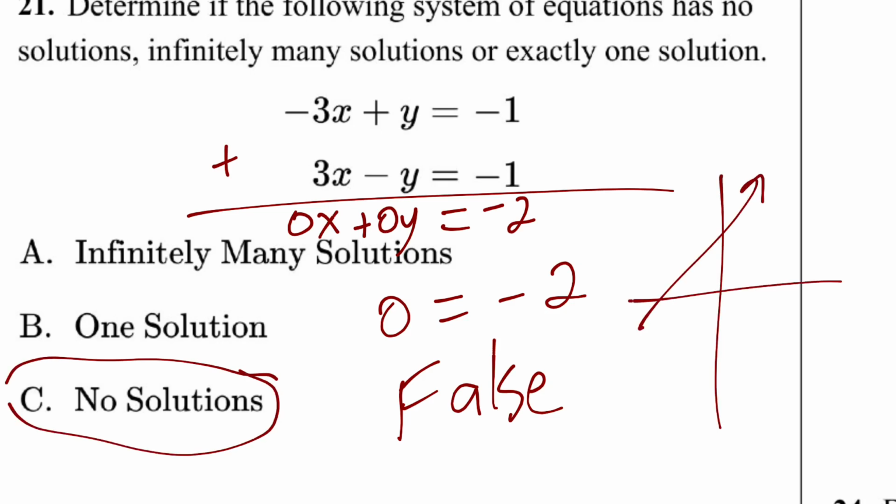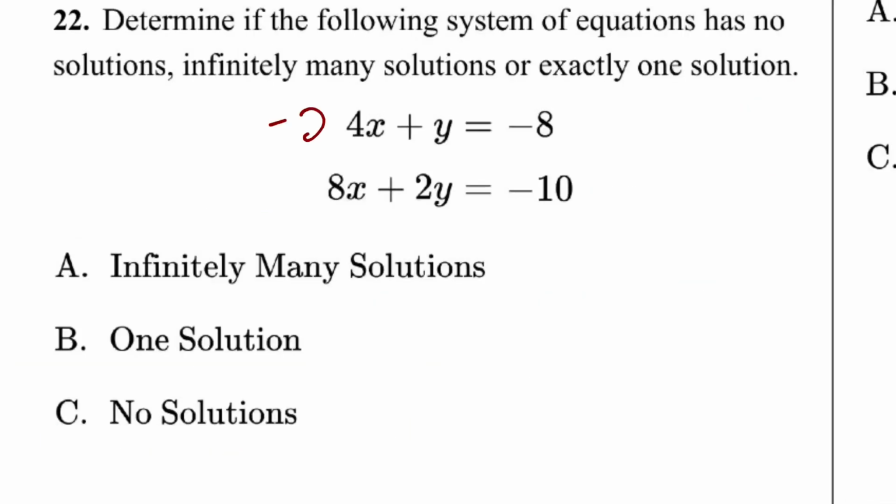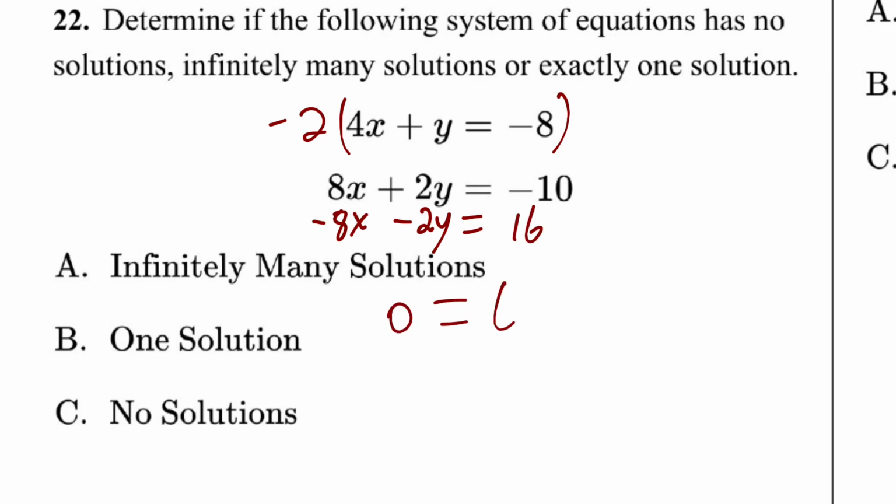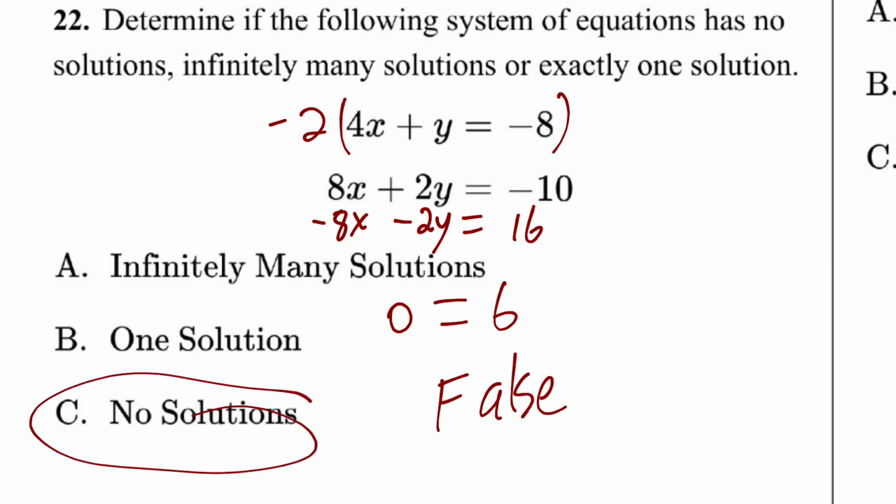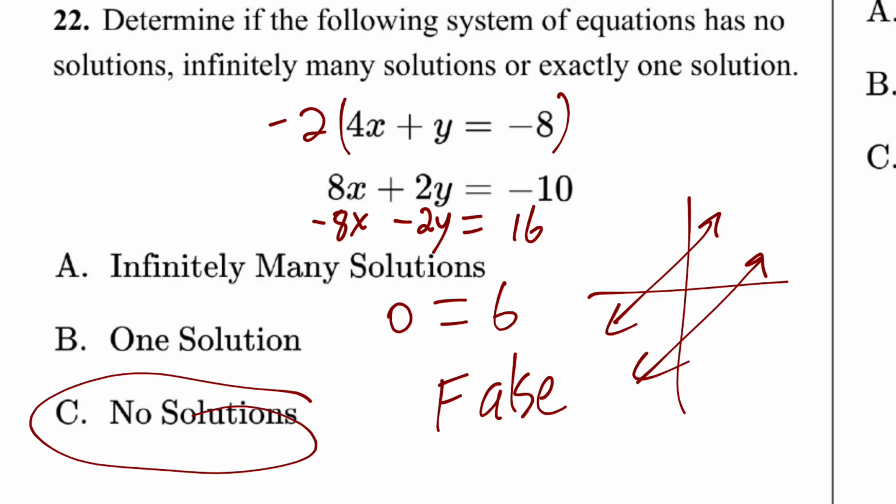This looks like this on a graph. These are parallel lines that never cross. Next up, let's take this top equation times negative 2. If we rewrite this, we get negative 8x minus 2y and positive 16. Now, if I add these down, on the left, everything goes away. And on the right, I get 6, which is false. This is no solution. These are actually just parallel lines that never cross. That's why it's no solution.